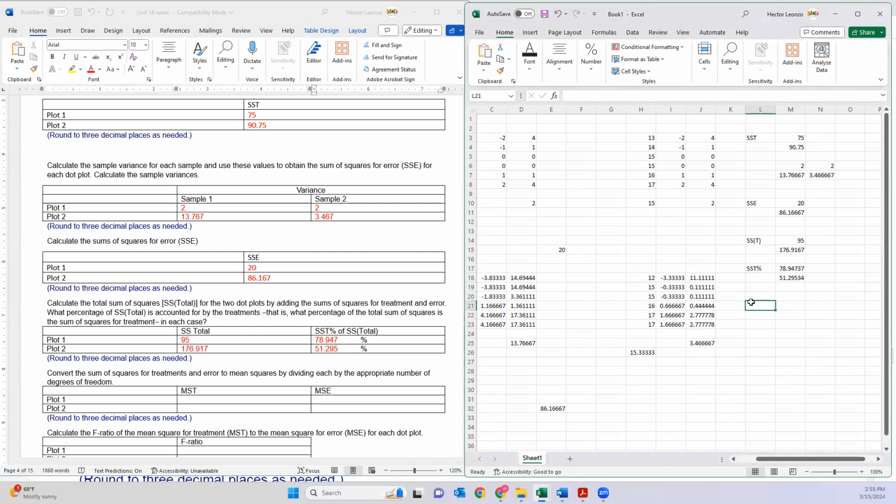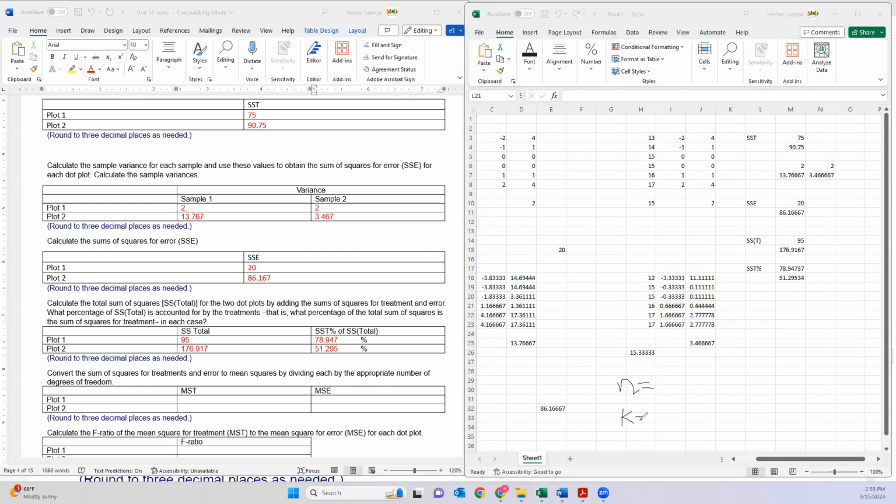Now we're going to convert the sum of the squares for treatment and error to mean squares by dividing each by the appropriate degrees of freedom. Okay, there's going to be a couple degrees of freedom. Now, let me see. Let me write this. I'm going to use N and I'm going to use K.